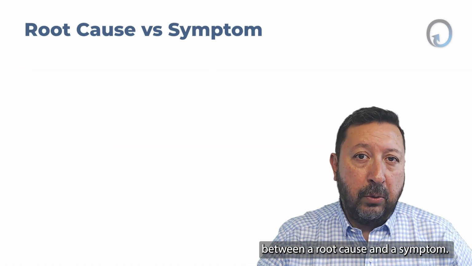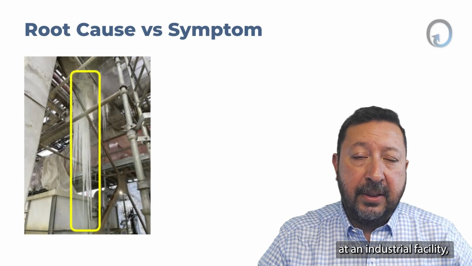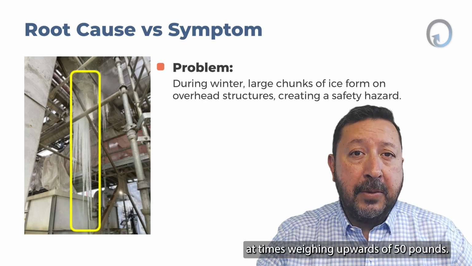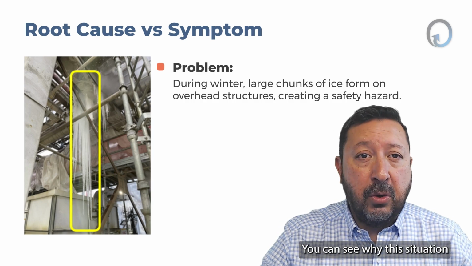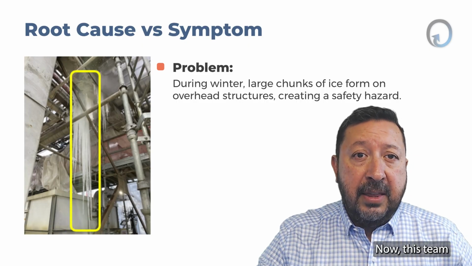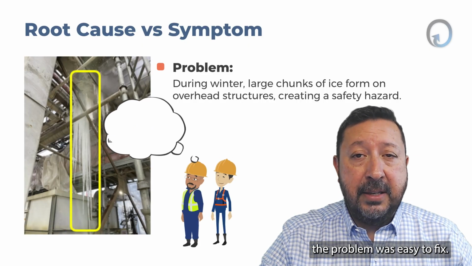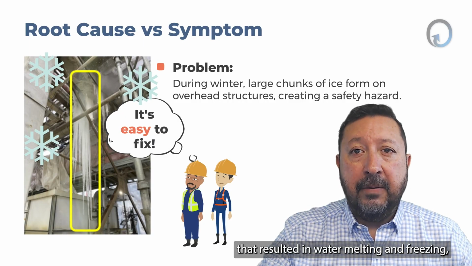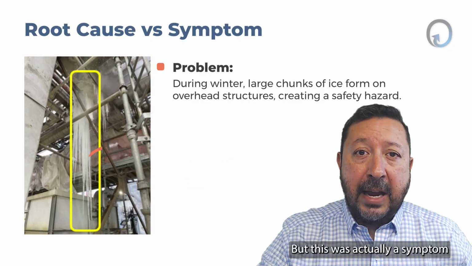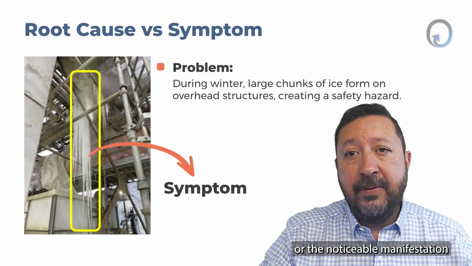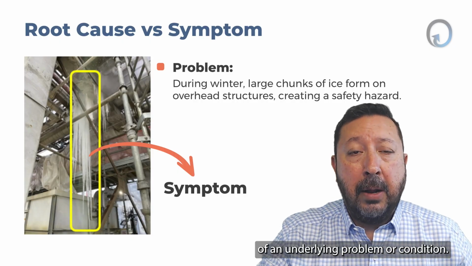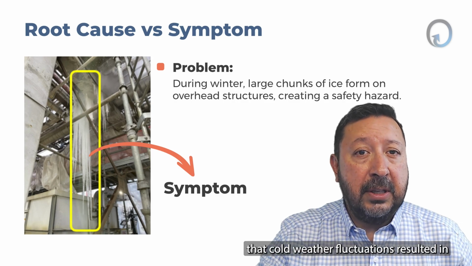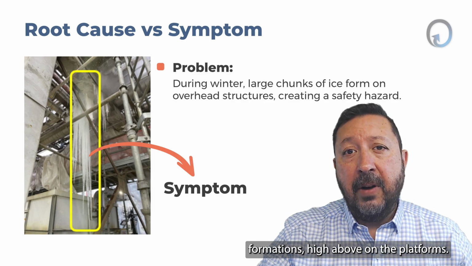Let's explore the difference between a root cause and a symptom. In this real example, at an industrial facility, workers were often subjected to extremely large chunks of falling ice, at times weighing upwards of 50 pounds. You can see why this situation is dangerous for workers down below. Now, this team initially thought the problem was easy to fix. After all, it was the extreme temperatures leading up to winter that resulted in water melting and freezing, which caused the buildup of ice. But this was actually a symptom, or the noticeable manifestation or indication of an underlying problem or condition.